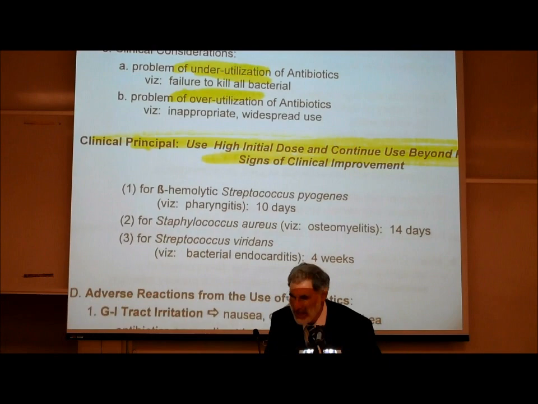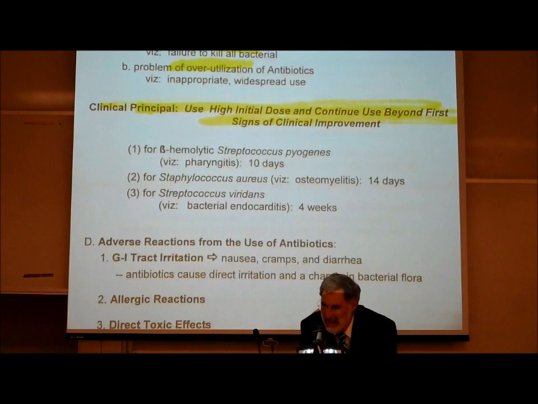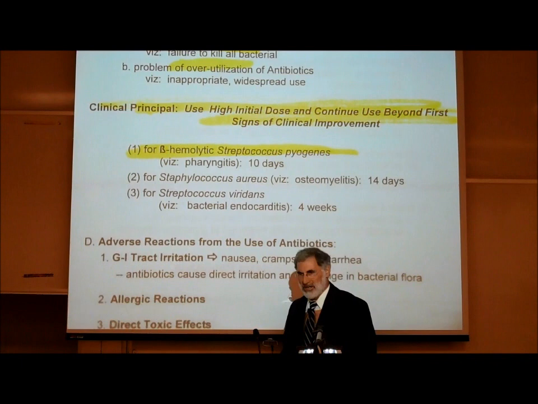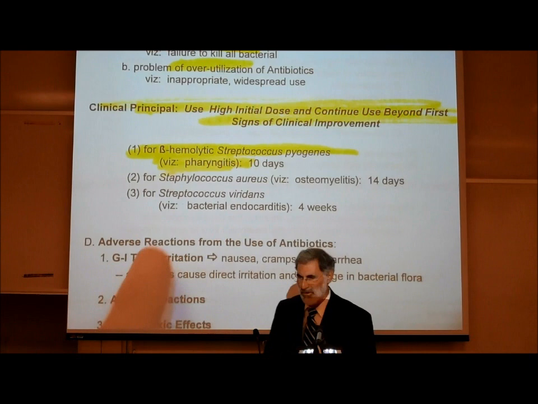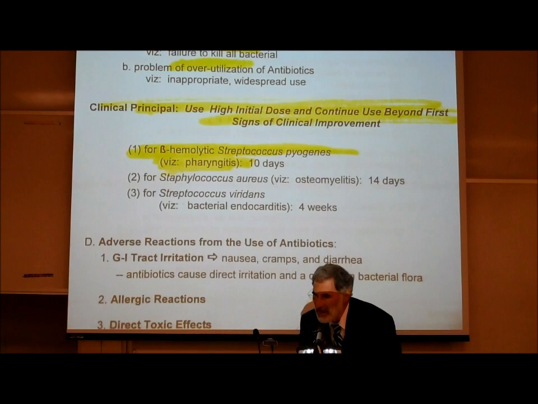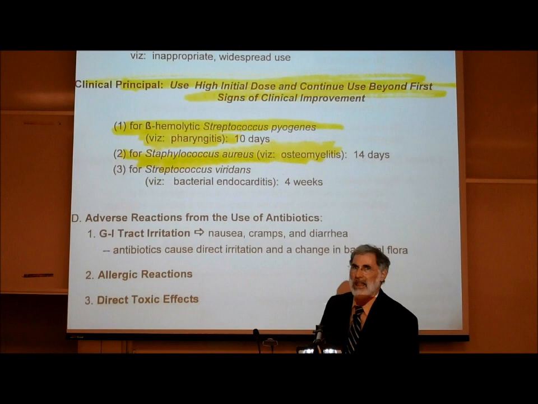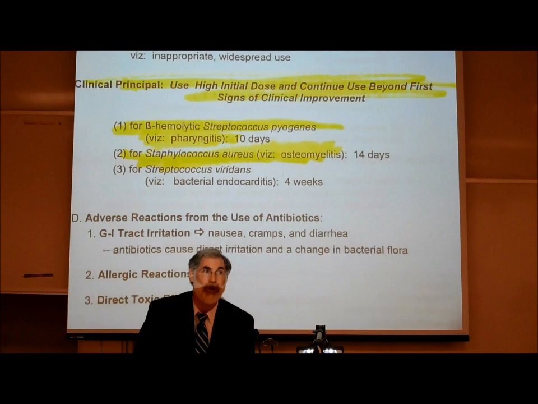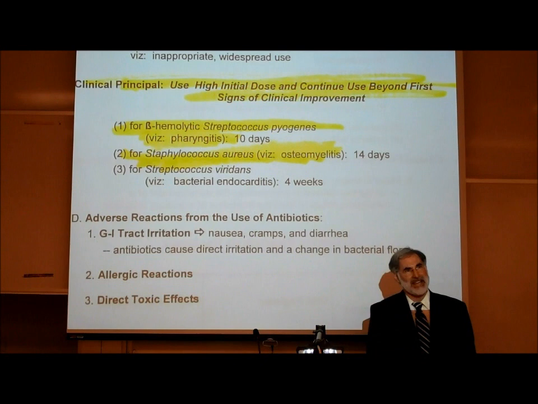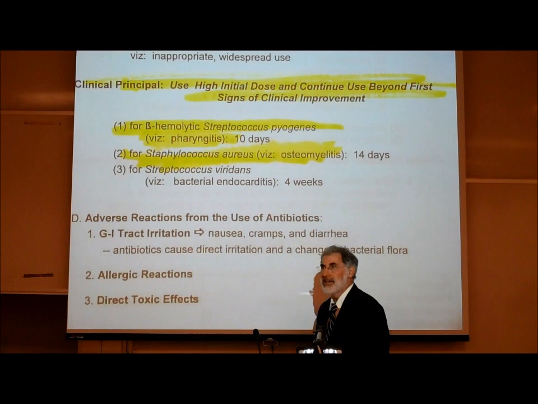Okay, now, how resistant have some bacteria become? For a beta hemolytic Streptococcus pyogenes infection, which is a cause of sore throat or pharyngitis, strep throat, you should take the antibiotic for 10 days to knock it out. For a staph infection, which can be the cause of osteomyelitis, because so many staph have become resistant to so many different antibiotics, you should hit it for 2 weeks, because we really want to make sure that we're killing off all the staph and not encouraging proliferation of the more resistant strains.